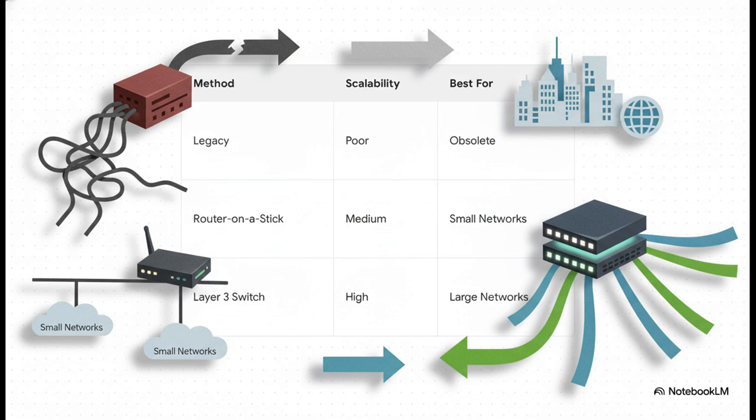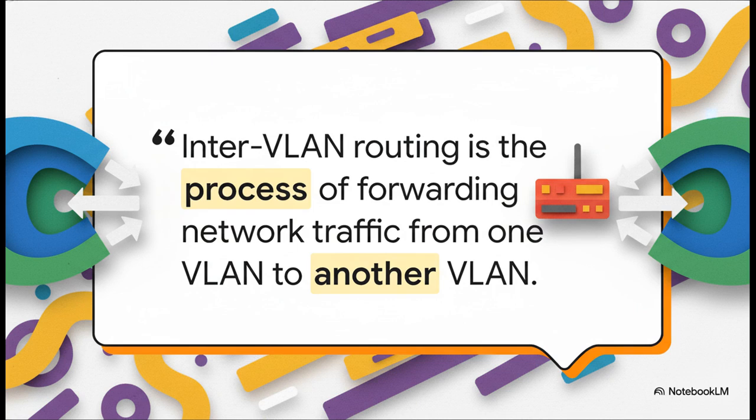But for any network that needs serious speed and has to be able to grow, the Layer 3 switch is really the only way to go. It's just faster, it's more efficient, and it's built for what we need today. And at the end of the day, all three of these methods, from the oldest and clunkiest to the newest and fastest, they were all invented to solve that one core problem we talked about at the very beginning. They're all just different ways of reaching the same goal, letting our separate virtual networks talk to each other in a controlled, smart, and efficient way.